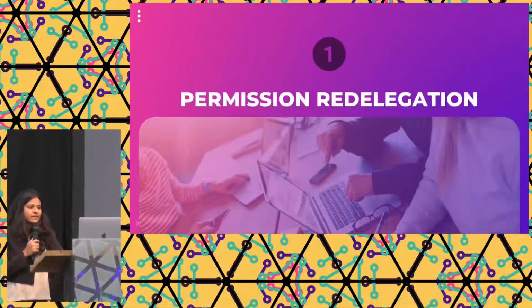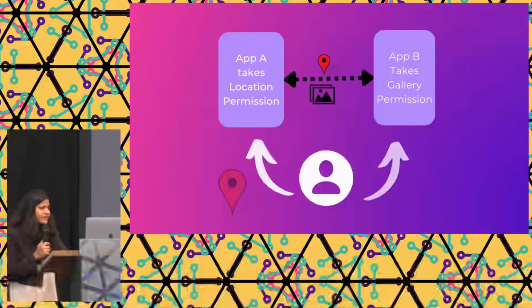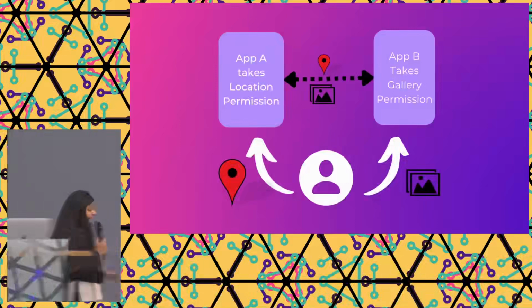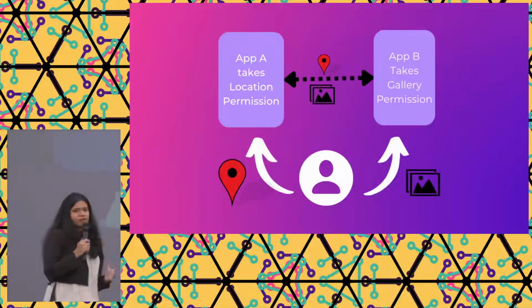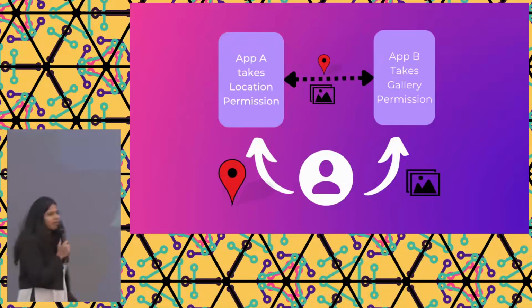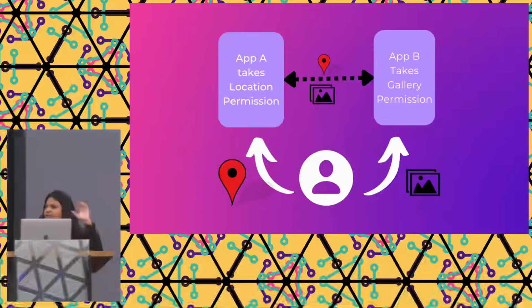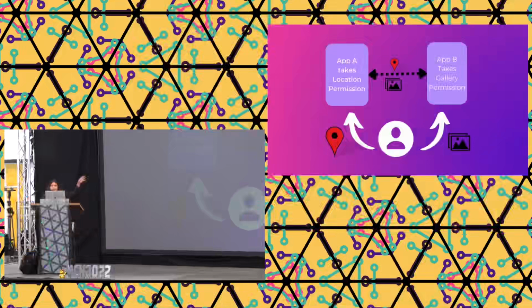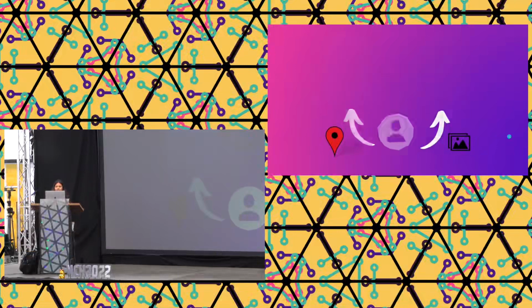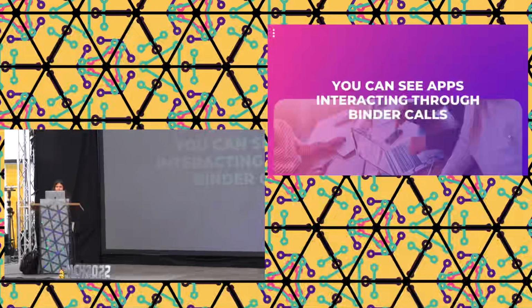Other challenges that I see in the existing permission model is permission redelegation. In Android, because of the rich functionality it offers, it allows for IPC, which is inter-process communication. So it can easily happen that app A is taking location permission, app B is taking gallery permission, and then both of them are talking to each other through custom content URIs or other ways in which Android allows information to be accessed across apps.